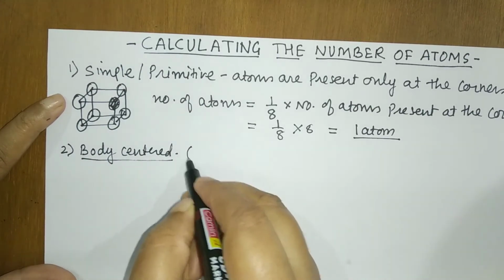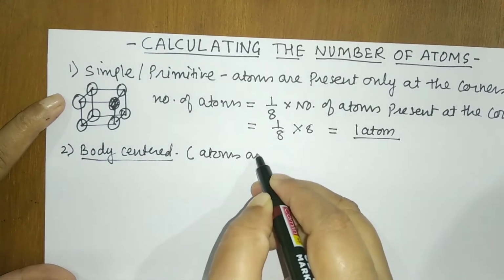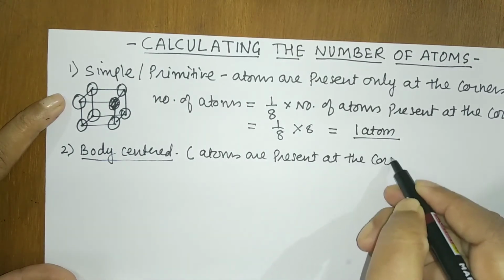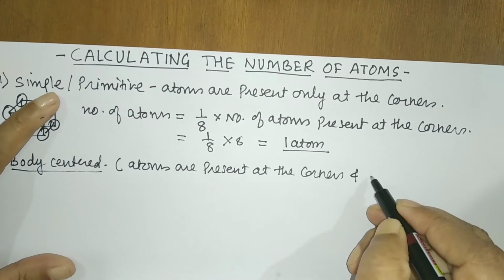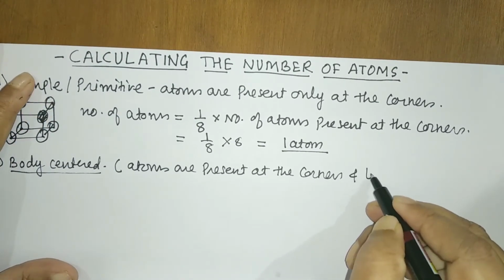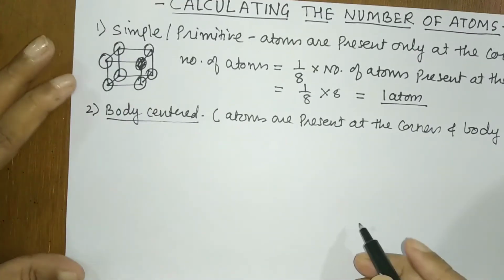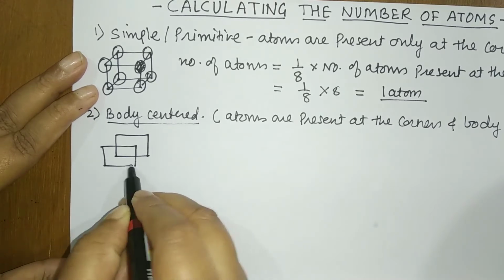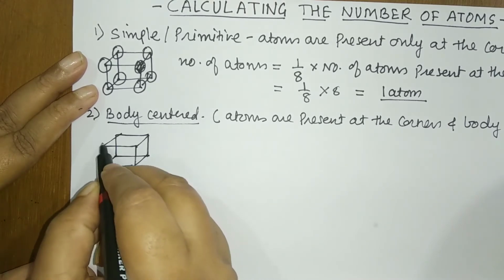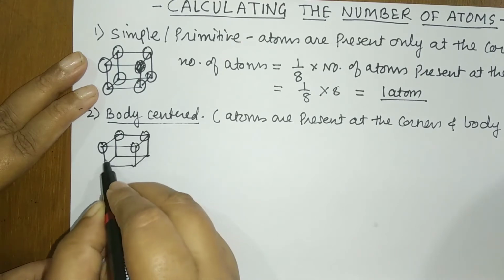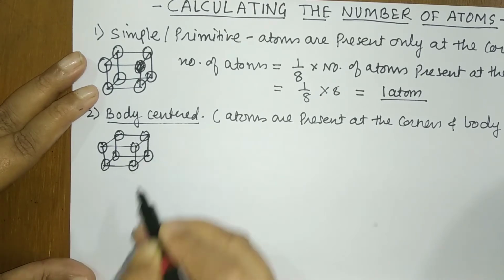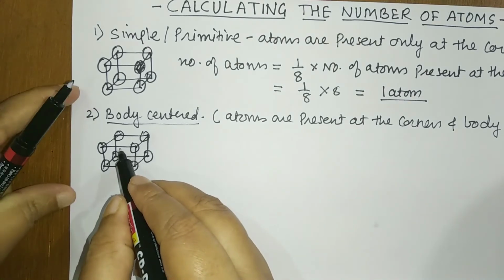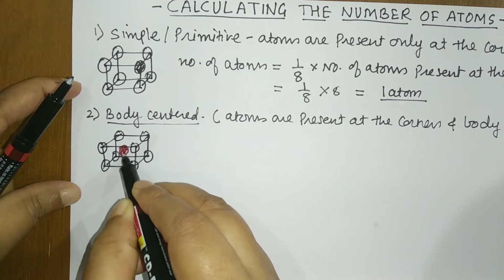In body centered, atoms are present at the corner and 1 atom is present in the body. If I want to show the diagram for body centered or BCC structure, the diagram will be like this. I will show the 8 atoms at the corner like I have shown for the primitive or simple unit cell, and now I will show 1 atom at the center, that is the body. So here I am showing 1 atom.